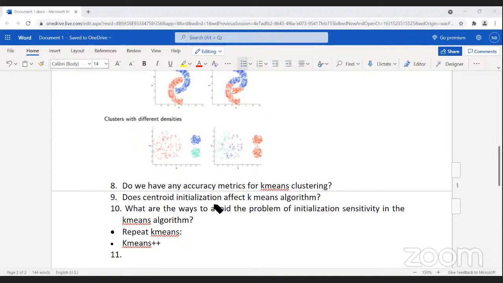So here we have K-means plus plus. It is one of the good approaches where centroid initialization takes place in a proper manner. What is K-means plus plus? How does it work? The next question would be how K-means plus plus works. I will be explaining in depth.